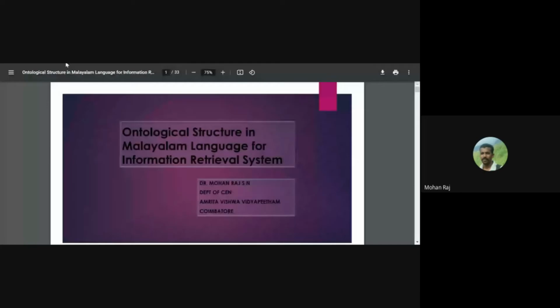My topic is ontological structure in Malayalam language for information retrieval systems. Introduction. OSM proves to be extremely useful in the representation of lexical knowledge. The renewed interest in lexical semantics and natural language processing can be attributed to this use.